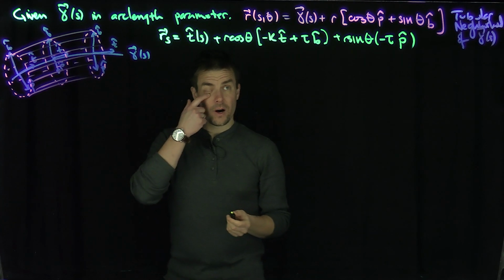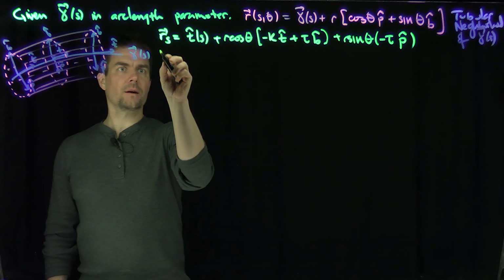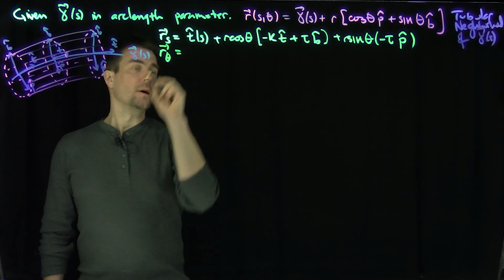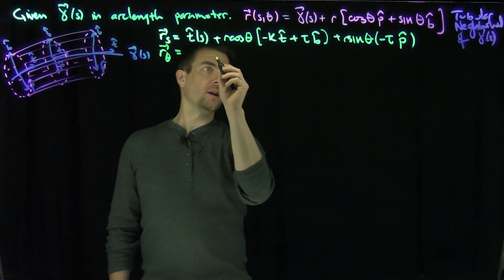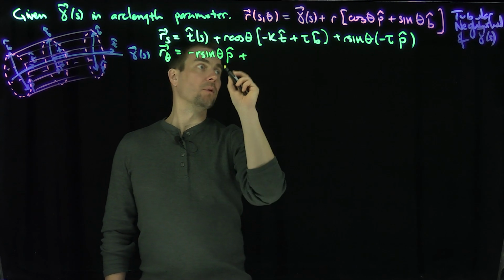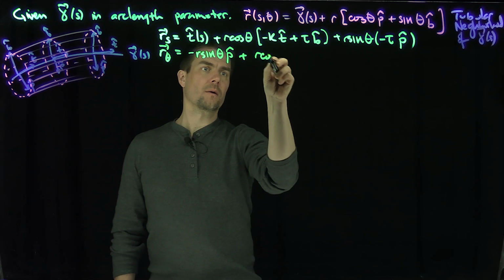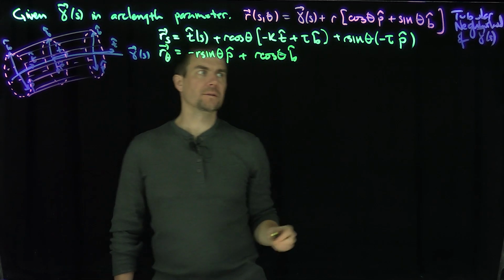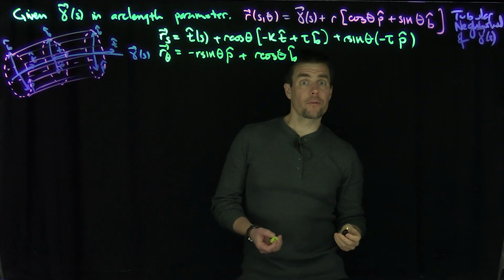Excellent. What's my r_theta going to be? My r_theta is going to be what? Well, the gamma of s is gone now, so we have a negative r sine theta p hat plus r cosine theta b hat. Beautiful. So what's my first fundamental form?